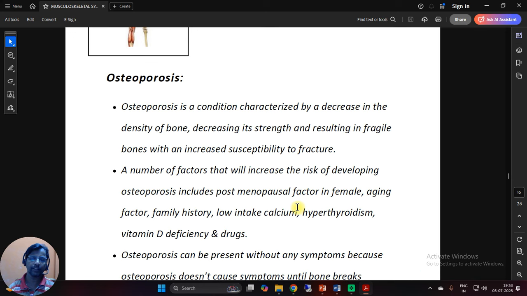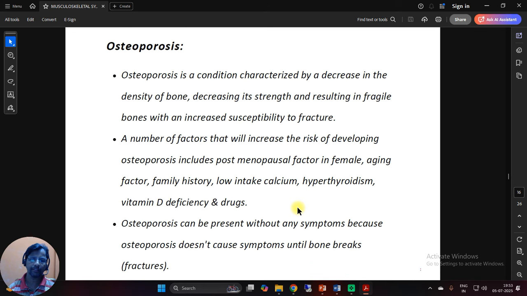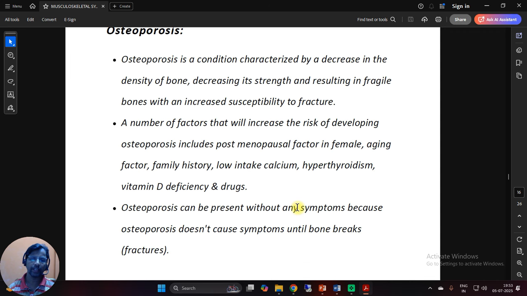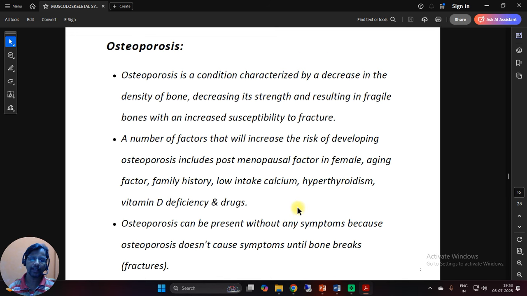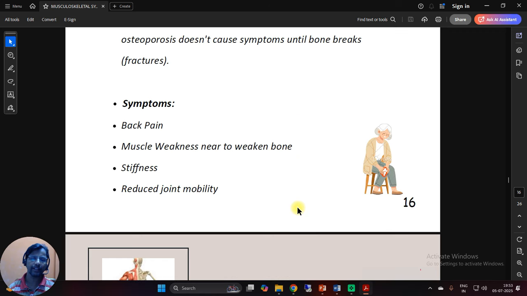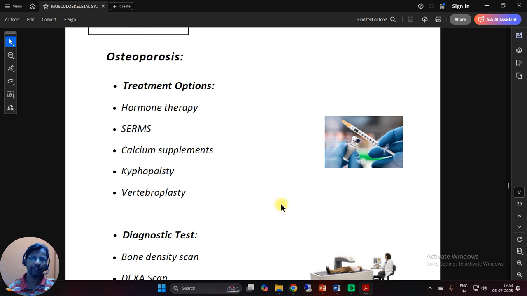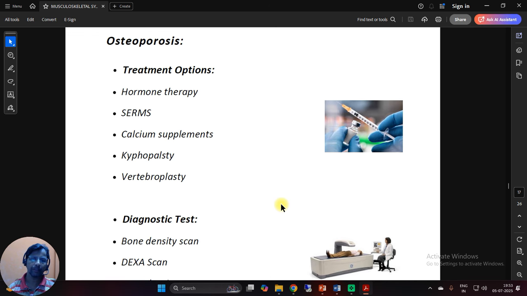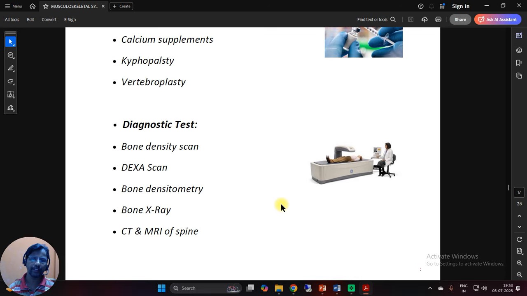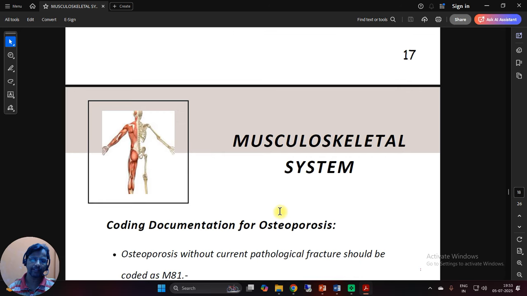Next one is osteoporosis. Basically, osteoporosis is the softening of the bone or decrease in the bone density. Mostly this osteoporosis is the underlying cause for pathological fracture. These are the symptoms. These are the treatment options: hormonal therapy, SERMs, calcium supplement, kyphoplasty, vertebroplasty. These are the diagnostic tests.